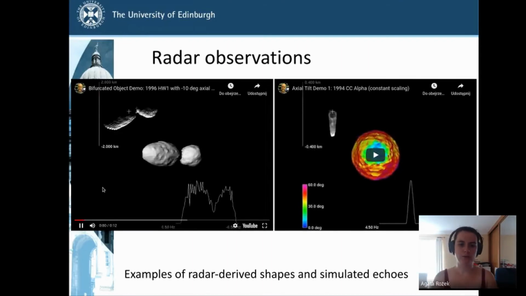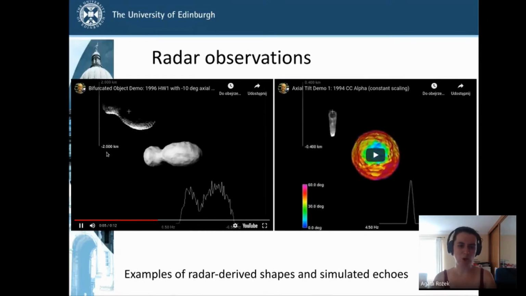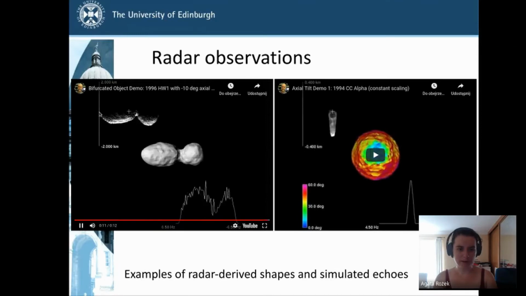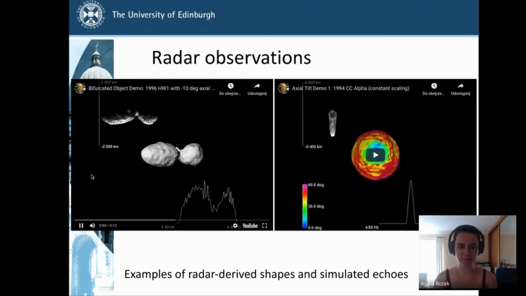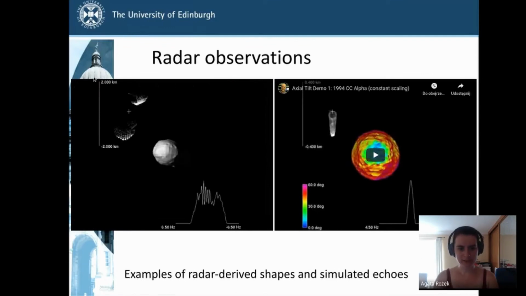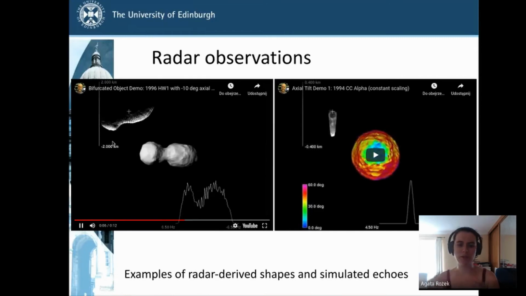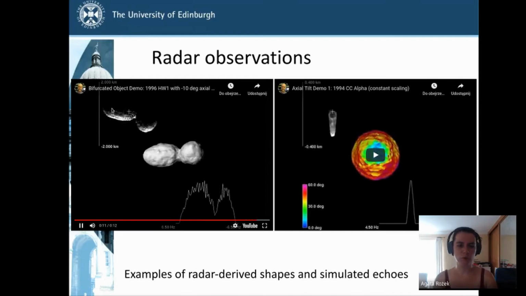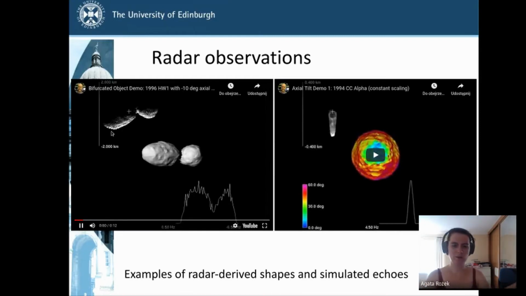So we can see as it rotates, the parts that are closer to us appear lower on the y-axis, and the parts that are further from us appear higher, so further away from the observer. So this axis here would be the delay. Now the horizontal axis is the Doppler shift. So you can see that parts of the asteroid that are moving towards us are on the left side of the image.